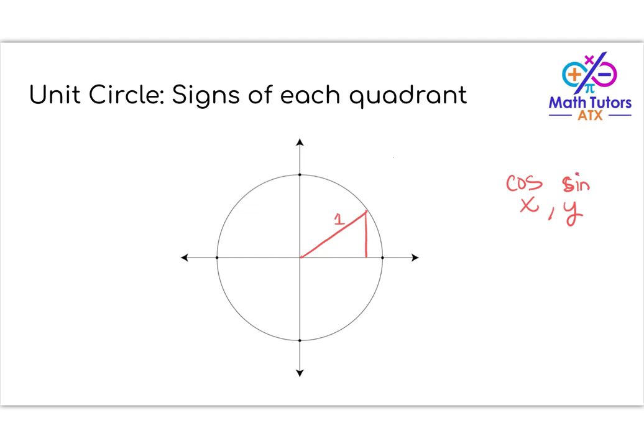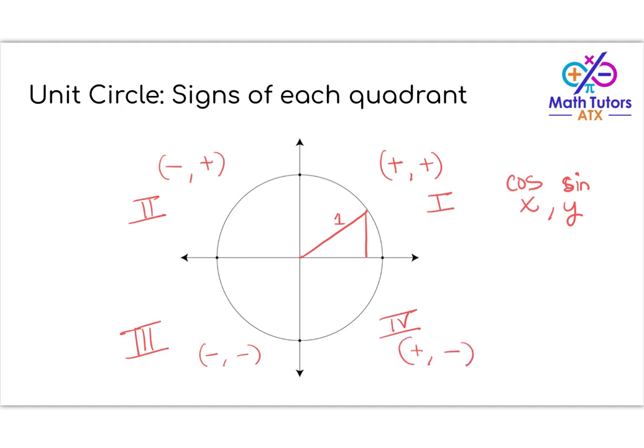So if we think about the signs of these, cosine and sine are both positive in the first quadrant. Cosine is negative here, whereas sine's positive in the second quadrant. Let me label my quadrants. In the third quadrant, both are negative. And in the fourth quadrant, we have positive cosine and negative sine.